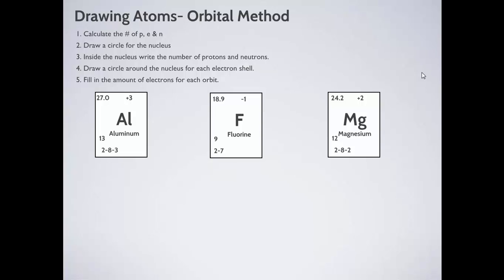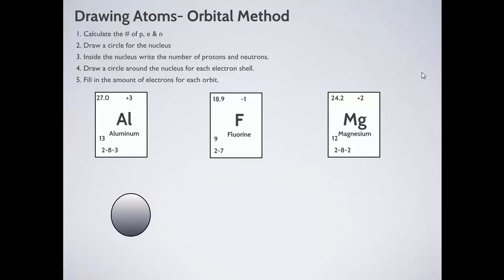So we calculate the number of protons, electrons, neutrons. We draw a circle depicting the nucleus. We write in how many protons and neutrons are in the nucleus. And then we draw a circle for each electron shell. And we draw little dots in there to illustrate how many electrons are at each energy level. So we start with aluminum. We have our circle, which represents the what? Nucleus.